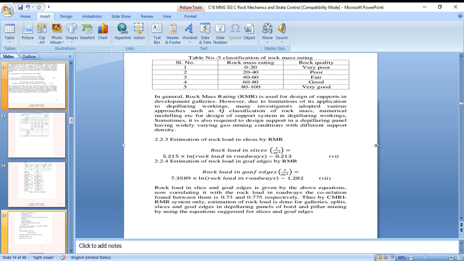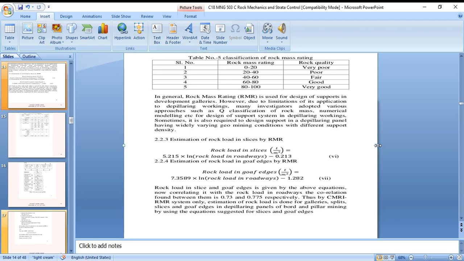Here, some rock mass rating, RMR, and rock quality are also given. Rock mass rating is used for the design of support in development galleries. So the RMR value is very essential for the design of supports. However, due to limitations in its application in deep working, many investigators adopted various approaches such as Q classification of rock mass, numerical modeling, etc., for the design of support systems in deep working.